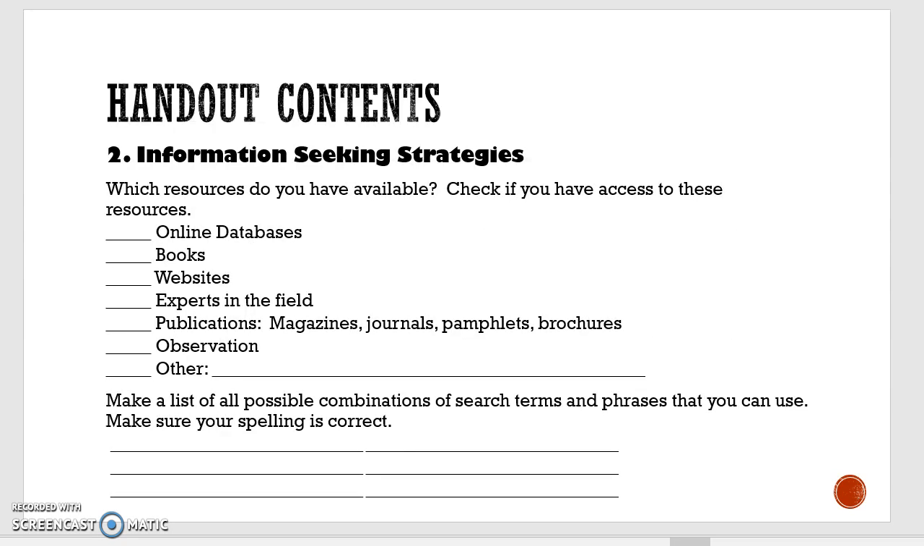Next is the information seeking strategies. What do you have available to you? Do you have online databases, books, websites? Check off everything that you have available. Also, make a list of combinations of search terms and phrases that you can use. This will help your search go more quickly and more efficiently.